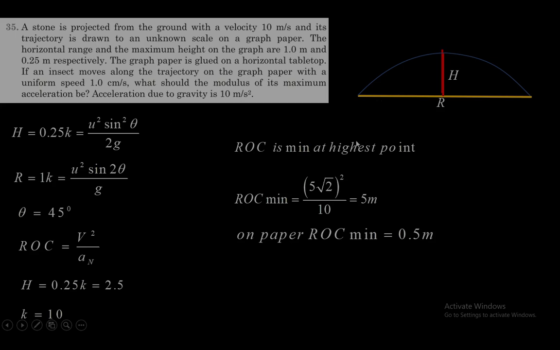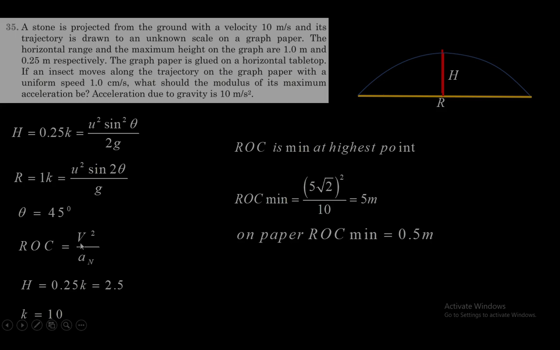Acceleration can be written using the ROC formula. Normal acceleration is v squared over ROC. For the insect, there is only normal acceleration, with no tangential acceleration because its speed is constant. So its normal acceleration can be found by using the formula v squared over ROC. Since v is constant, maximum acceleration occurs when ROC is minimum. And on paper, we have found the minimum ROC as 0.5 meter.